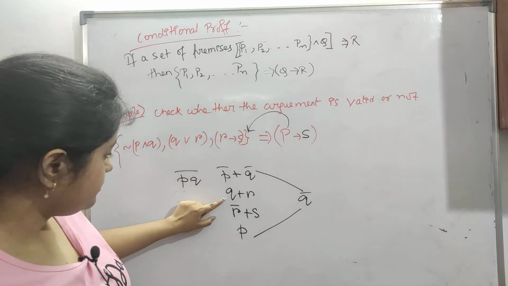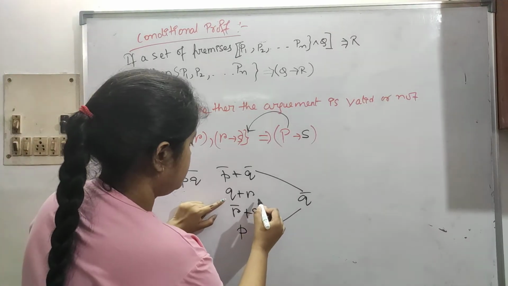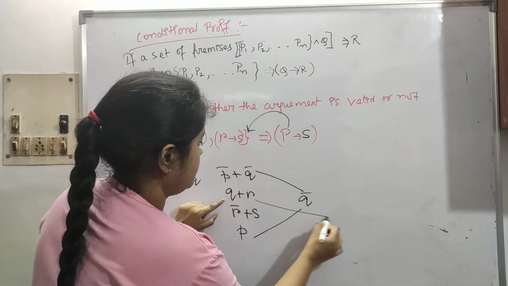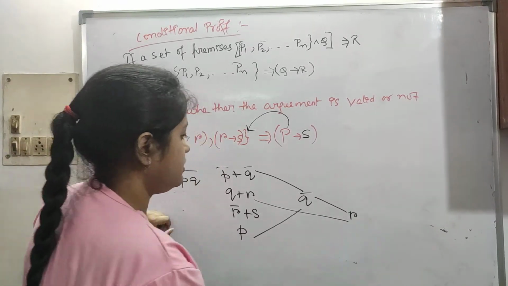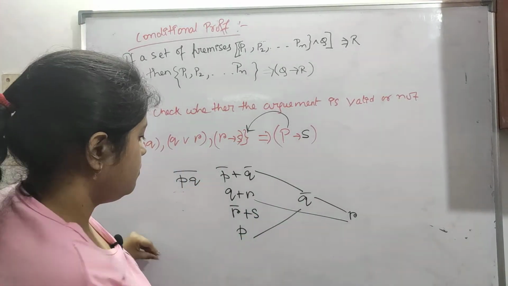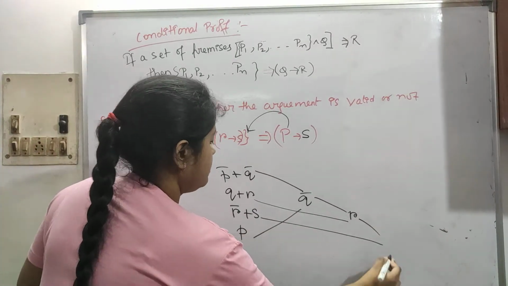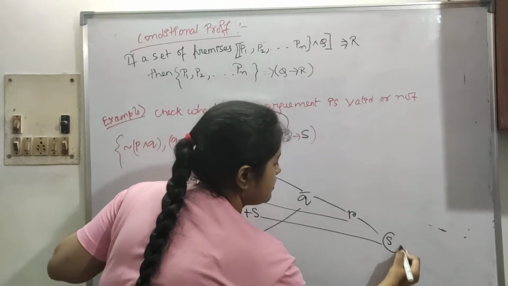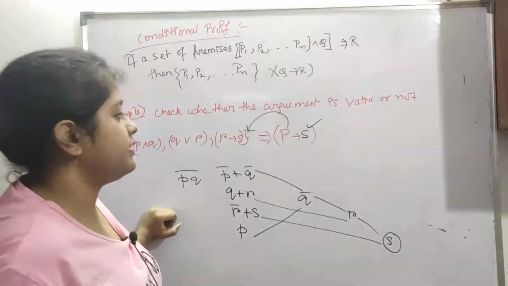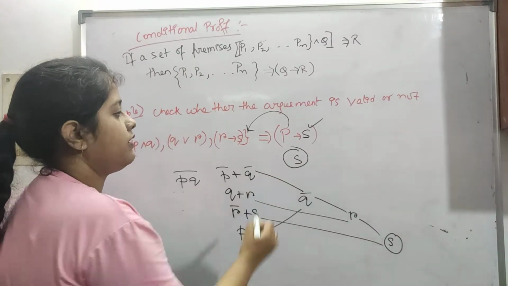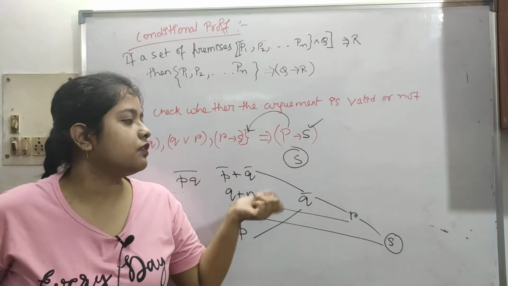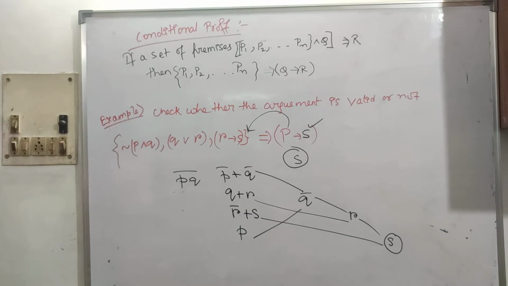So now Q and Q bar. Okay, so let's say Q and Q bar is going, just R is there. So now R and R bar is going. So S is there, so S is coming. So yes, this is true. So S is coming like this. So this is valid, so S is valid. Okay, so let's move on to our next question.